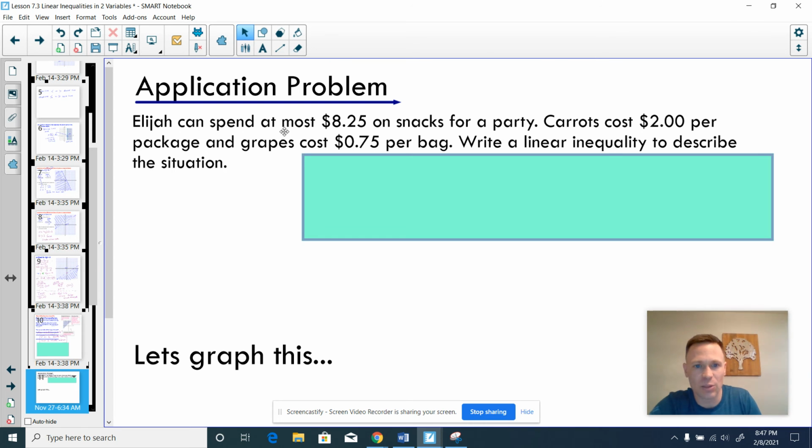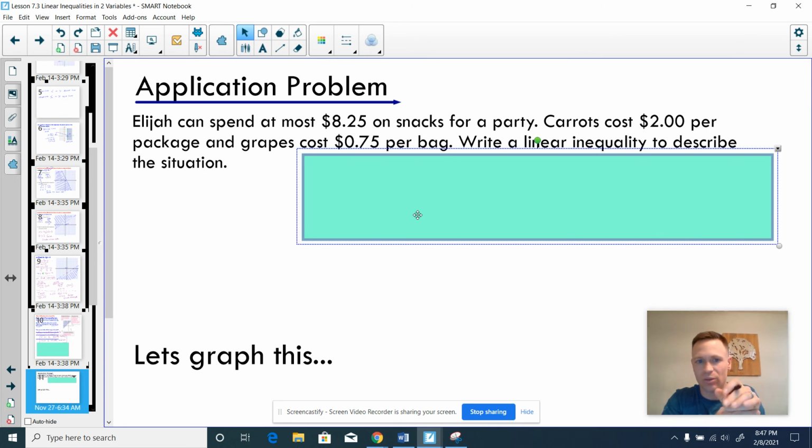So Elijah, he could spend at most $8.25 on snacks for a party. Carrots cost $2 a package, and the grapes cost 75 cents per bag. Write a linear inequality to describe the situation. So I kind of have a breakdown of this, right? So what is Elijah doing?